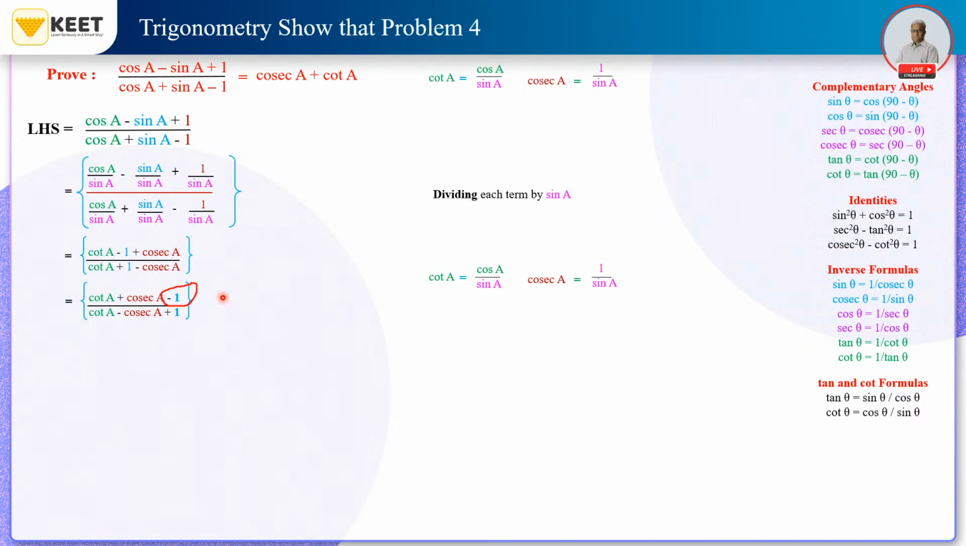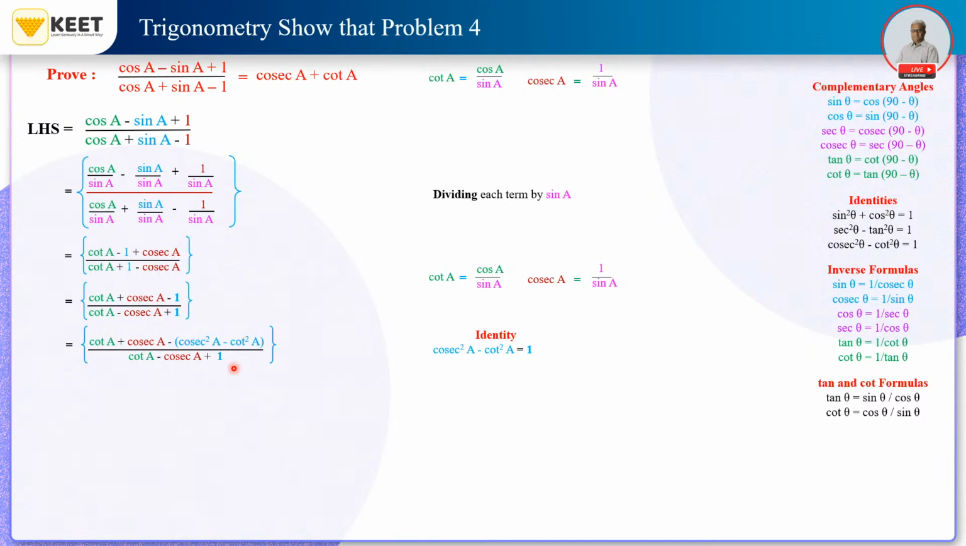So on writing that, we get cot A as it is, cosec A as it is, and in place of this 1, the minus sign is kept as it is, and 1 is replaced by cosec square A minus cot square A. That is, this identity is available on the right hand side also. So your 1 has been replaced and the denominator is kept as it is.